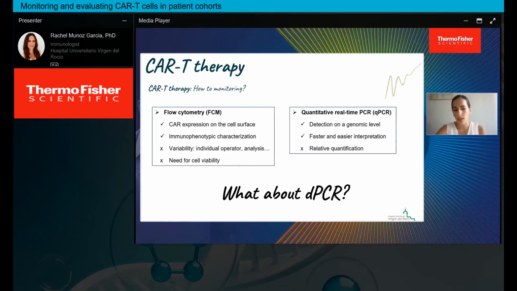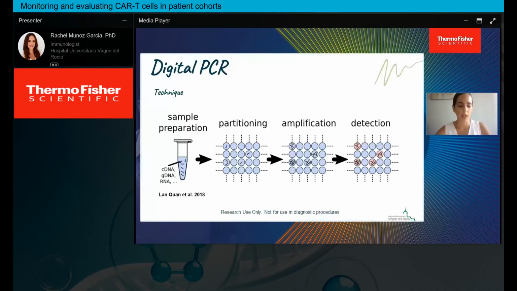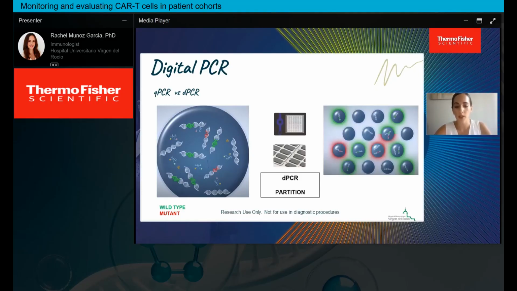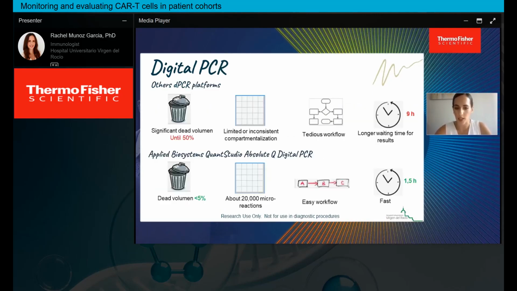So we thought, and what about digital PCR? In digital PCR, the key is the partition. In real-time PCR, the accumulation of amplification product is measured as the reaction progresses after each cycle. So there is competition of the reagents, and in cases of low-frequency target, it is possible to lose the amplification and only amplify the high-frequency target. But in digital PCR, thanks to partition, we isolate DNA molecules in each compartment. So the detection limit is the same as quantitative real-time PCR, but the reproducibility is higher, and this is a great advantage for low-frequency targets.